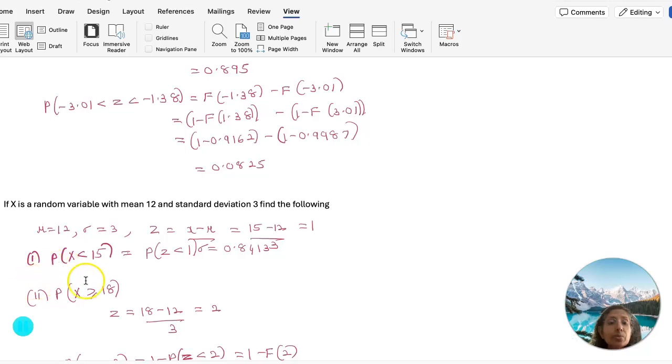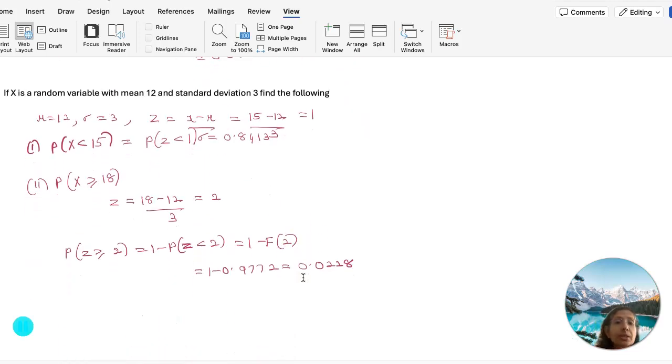So find the probability that X greater than 15. So this would be the probability that Z less than 1, because converting it to a standard normal variable, Z is (X minus mu) by sigma, and (15 minus 12) by 3 is 1. So this is F(1). That will be 0.8413.